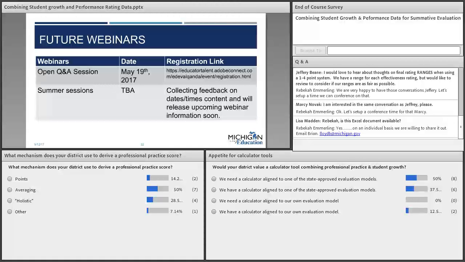And just as always, if there are questions that require a little bit of research or some input from other offices, then we will most definitely get back to those questions through an expanded Q&A or through personal conversation. And I know Brian is doing his best to respond to some of the questions that were specific to the student growth component of this calculator we shared today.